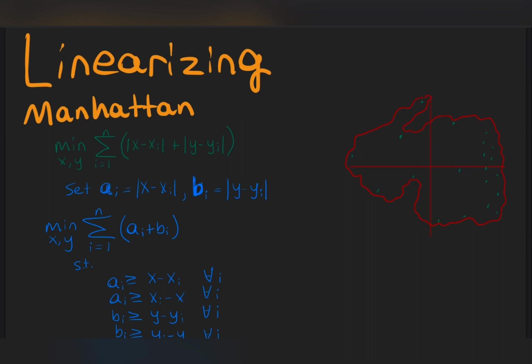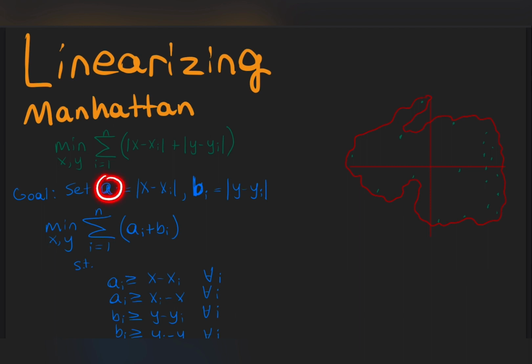Let me write one thing just so you don't get confused. This is a goal. We're trying to set AI equal to the absolute value of x minus xi, and we're trying to set BI equal to the absolute value of y minus yi. That's the goal, but we're not going to be able to just write that in our formulation because it would still be nonlinear. So the way we linearize it is we make the absolute value functions inequalities.